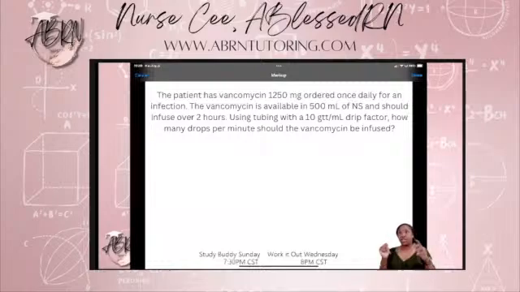All right, so boom, the patient has vancomycin 1250 milligrams ordered once daily for an infection. Okay, so if our patient is on vancomycin, then what organ metabolizes it? Is it going to be the liver or the kidneys? The vancomycin is available in 500 milliliters of normal saline and should infuse over 2 hours. Using tubing with a drop factor of 10 drops per milliliter, how many drops per minute should the vancomycin be infused?